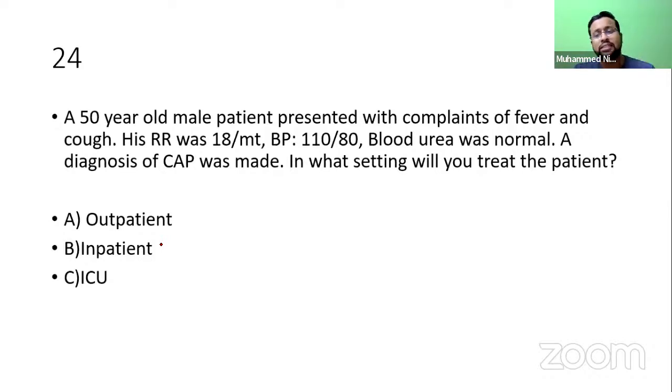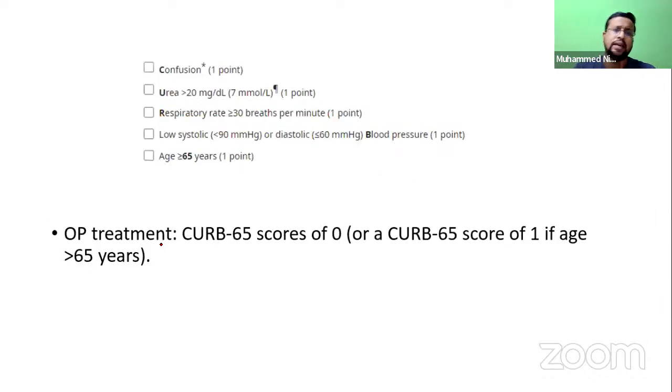So basically, what they're testing is your knowledge about the CURB-65 scoring. In Harrison, it is there. For CURB-65, that is C, U, R, B, and 65, 1 point each is given in community-acquired pneumonia. C is for confusion, U is for urea more than 20 milligrams per deciliter, R is for respiratory rate more than 30 breaths per minute, B is for systolic BP less than 90, and 65 is for age more than 65.